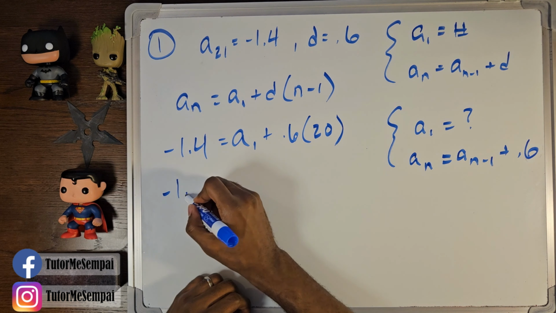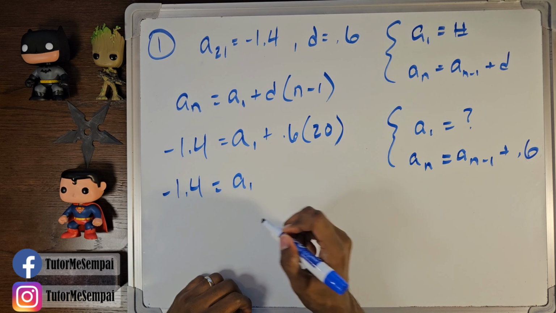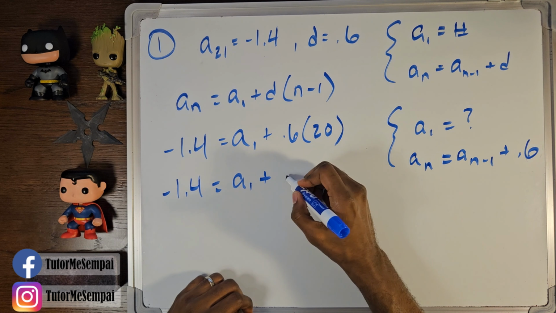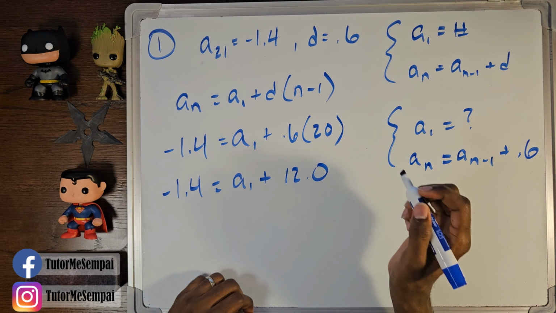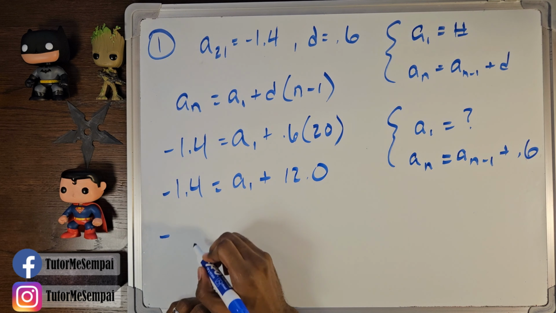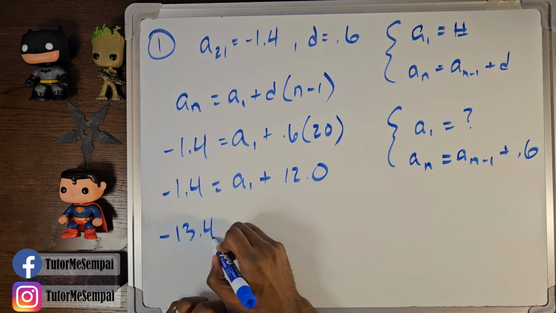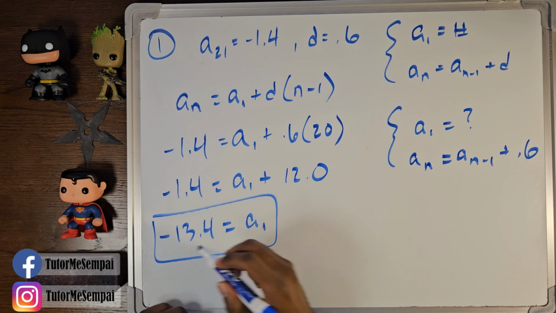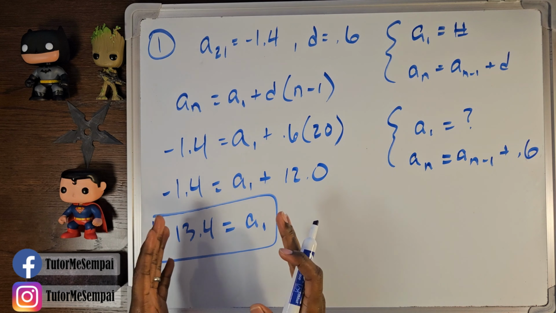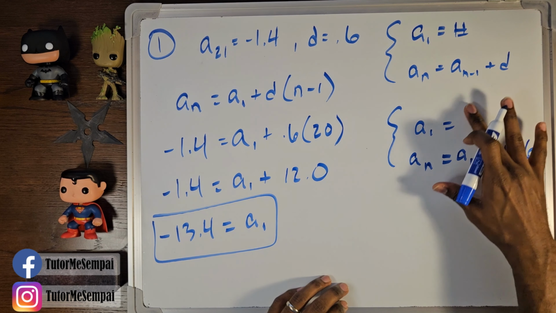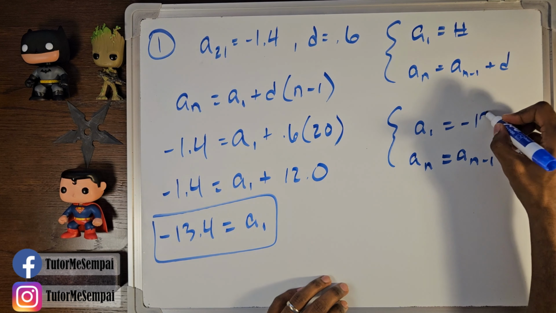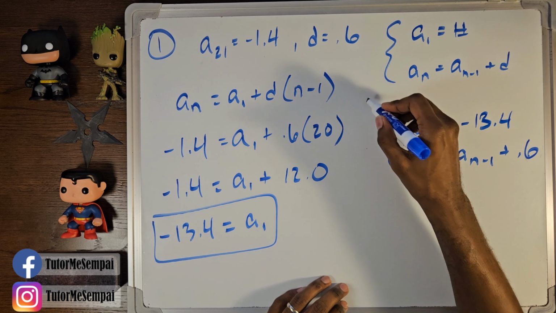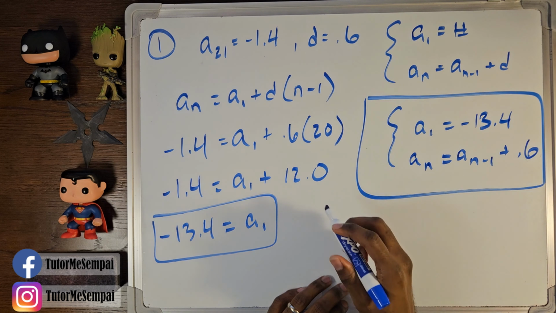So we have negative 1.4 equals a sub 1 plus 12.0. And then we have negative 13.4 equals our a sub 1. So our a sub 1 is going to be negative 13.4, but we're not done. We have to plug it in to our pair here. Negative 13.4. Now this is our final answer.